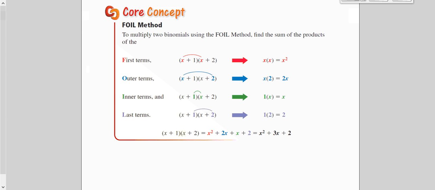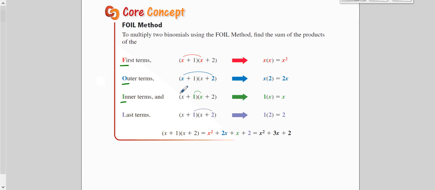FOIL method. To multiply two binomials using the FOIL method, find the sum of the products of the first terms, outer terms, inner terms, last terms. So the first terms is multiplying the first term in each set of parentheses. So that's x times x. Gives you x squared. The outer terms is, if you think of these 1, 2, 3, 4 terms, the outer ones is the one on the far right and the far left. Those are your outer terms. X times 2 is 2x.